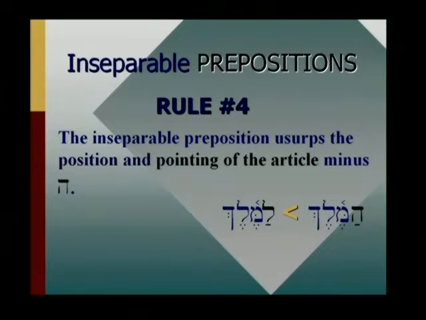In the normal addition of a preposition, the inseparable preposition, those three, lamed, beth, and kaph, when they're added to a noun that has the article, you determine the rule for the article on the noun, and then you remove the hey and put the preposition in the place of the hey. That's all you're doing. So whatever the rule is for the article is going to stay, but the hey is going to be replaced by the preposition.